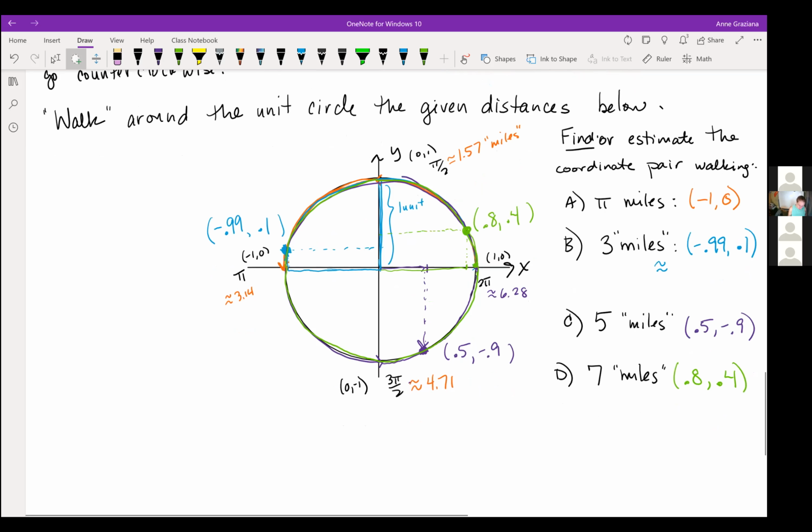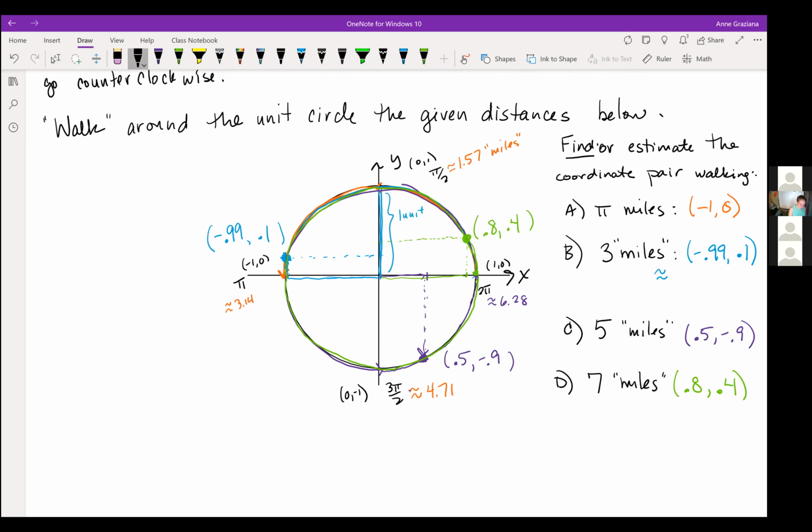All right. Let's do a couple exact ones and then I'm going to move on. Let's do, here. How about 5 pi miles?